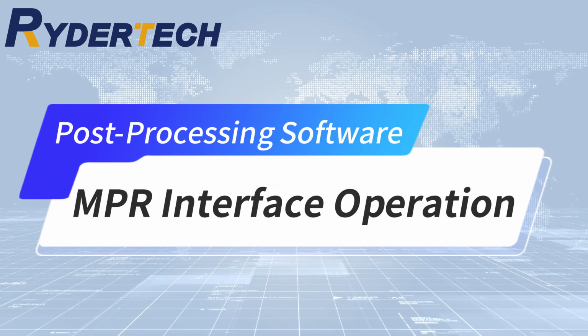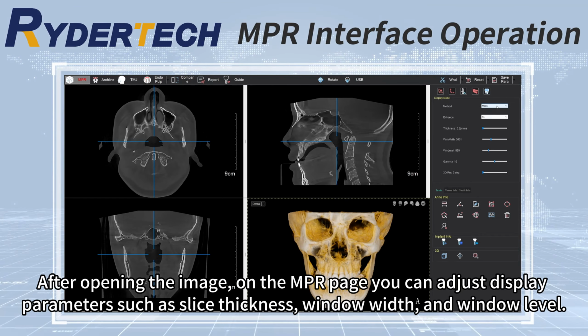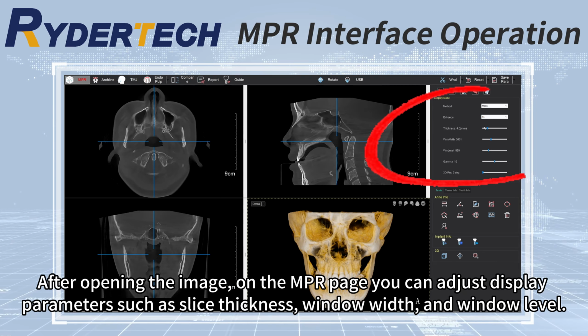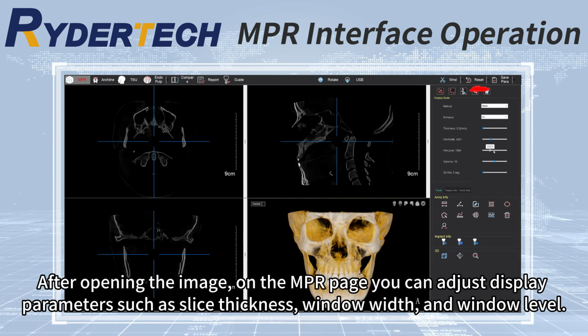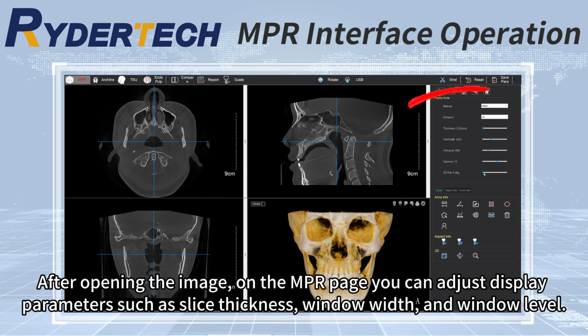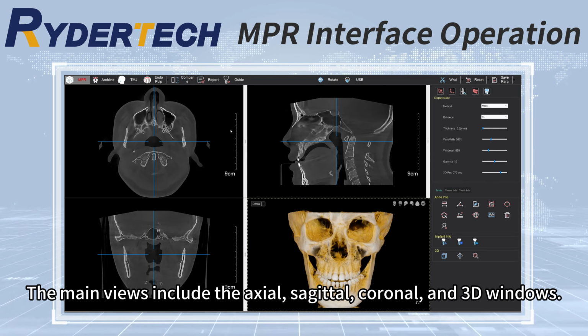Post-processing software, MPR interface operation. After opening the image, on the MPR page, you can adjust display parameters such as slice thickness, window width, and window level. The main views include the axial, sagittal, coronal, and 3D windows.